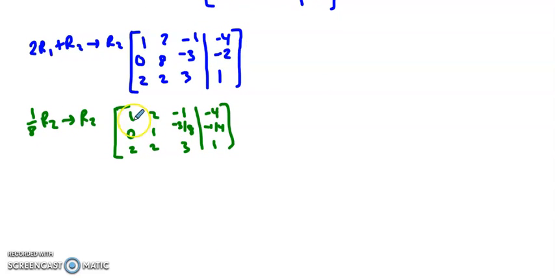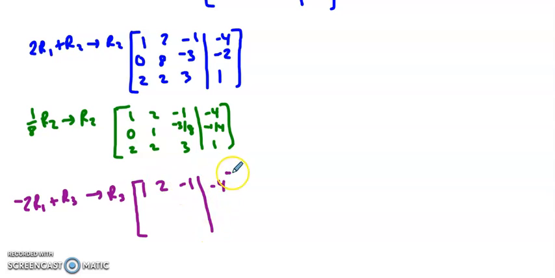Now I want to make this a 0, so I'm going to multiply row 1 by -2, add that to row 3, and replace row 3. So of course my first two rows are unchanged since I'm only changing row 3. So I can rewrite all of my entries. Now -2 times 1 is -2, plus 2 is 0. -2 times 2 is -4, plus 2 is -2. -2 times -1 is 2, plus 3 is 5. -2 times -4 is 8, plus 1 is 9.